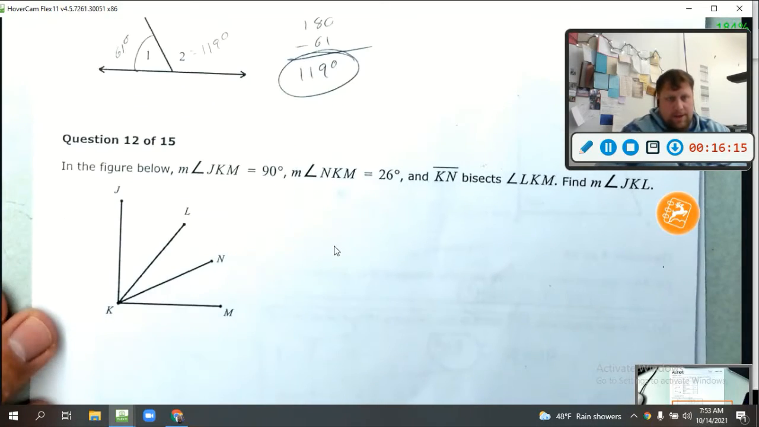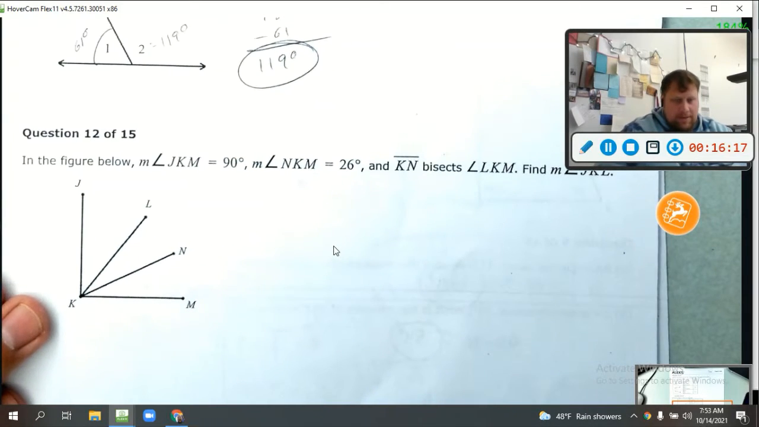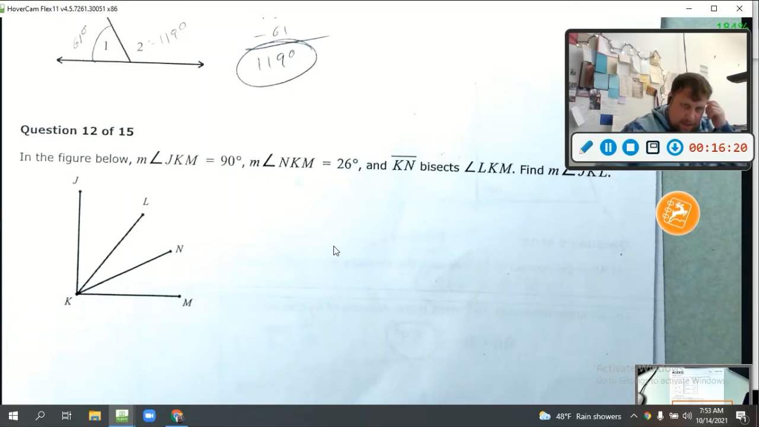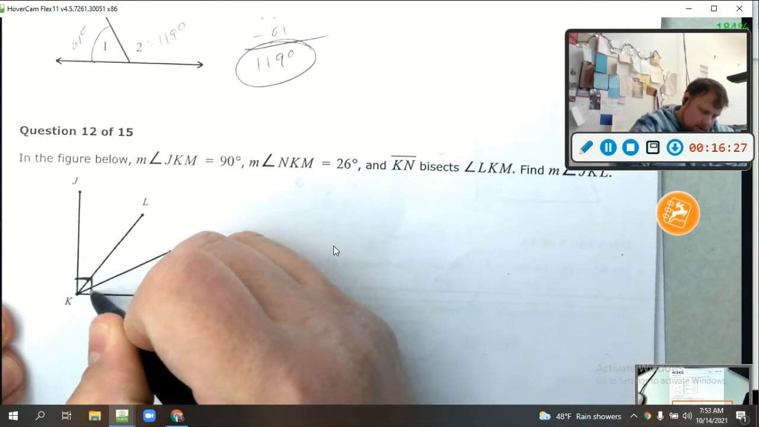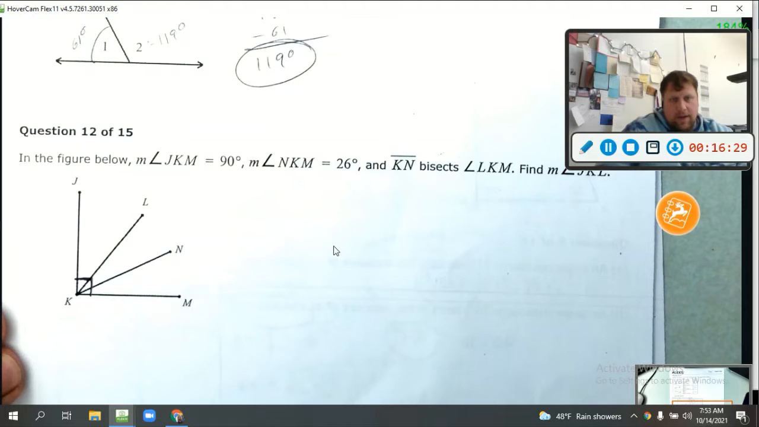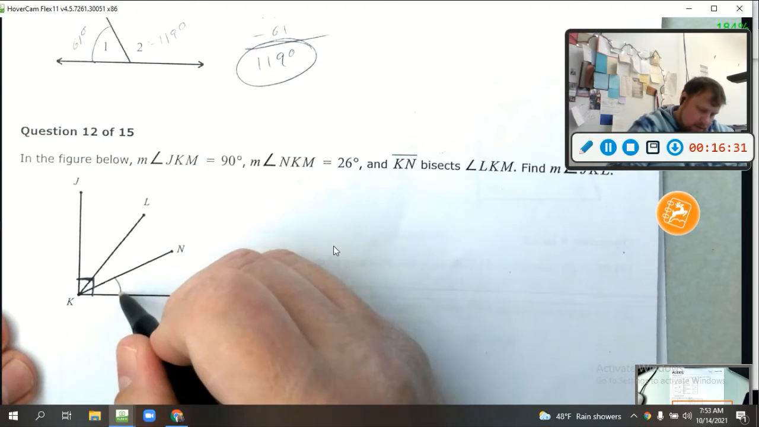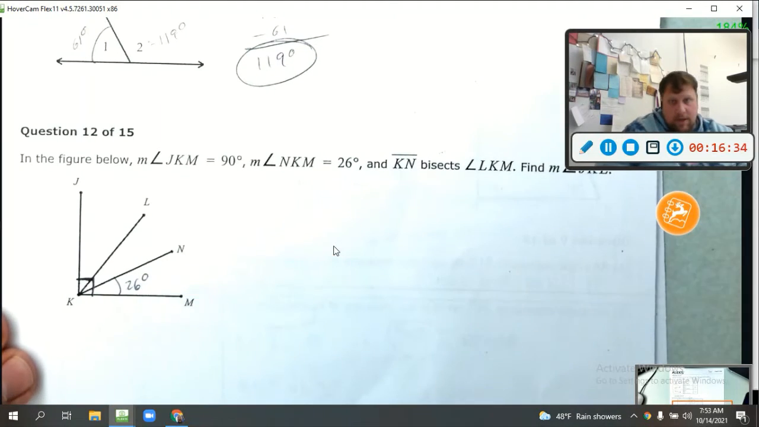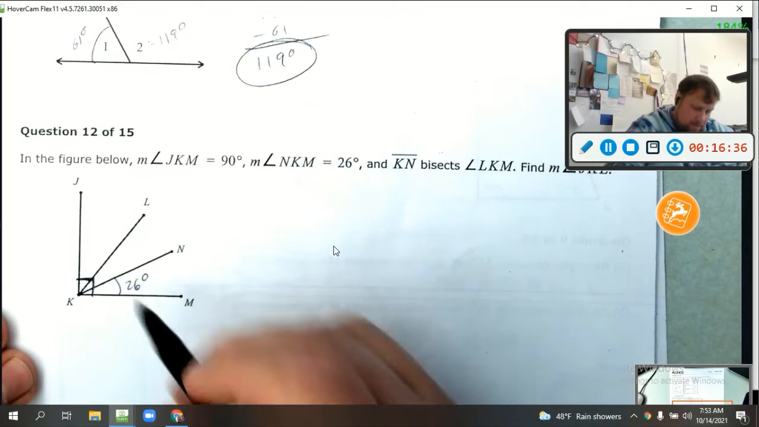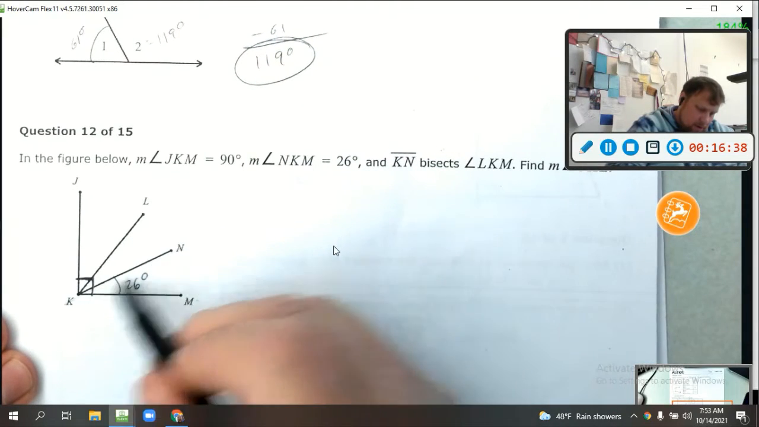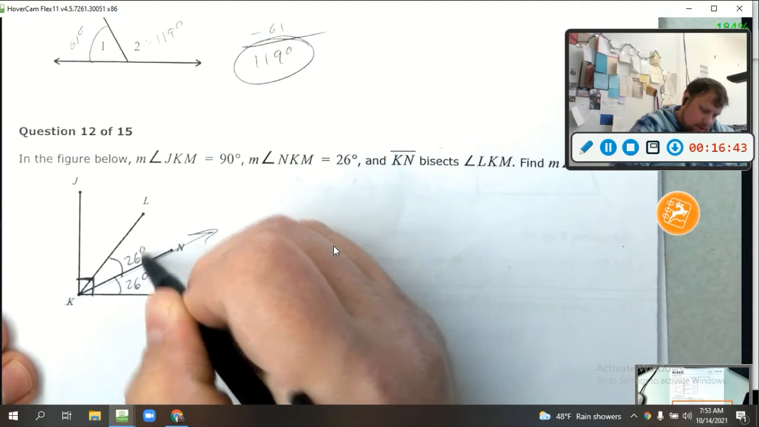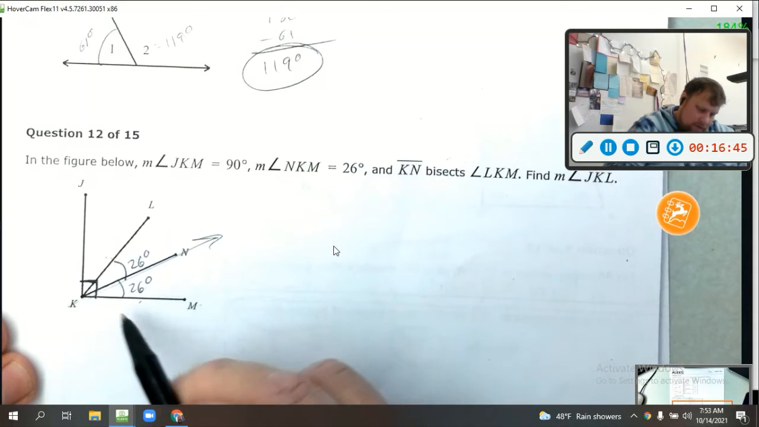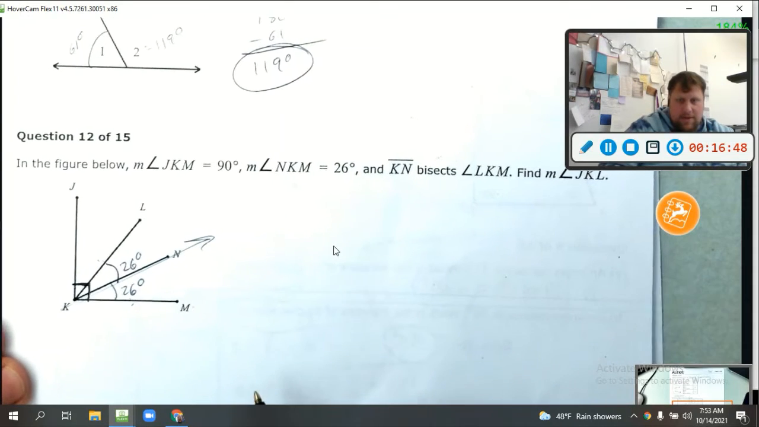No probs. This one looks challenging, but just label it, okay? Because there's things it's going to tell us. JKM is 90 degrees. It's just telling us that it's a 90-degree angle. Okay, that's easy enough. NKM is 26 degrees. And KN bisects LKM. So if I look at LKM, this one right here is a bisector, which means we also know this is 26 degrees because it cuts this whole angle in half, and if half of it's 26, the other half is 26.